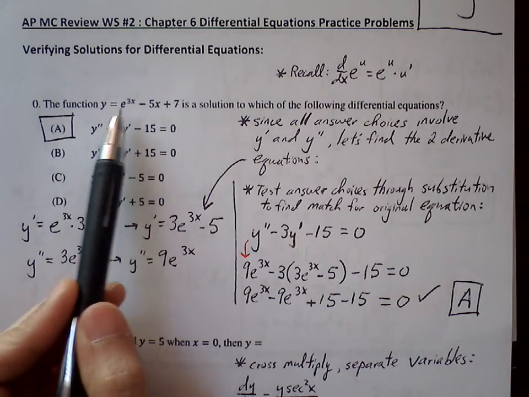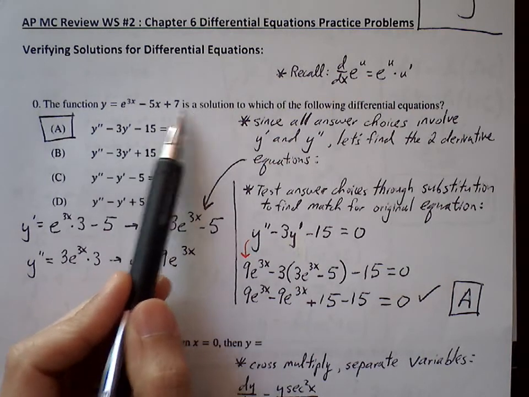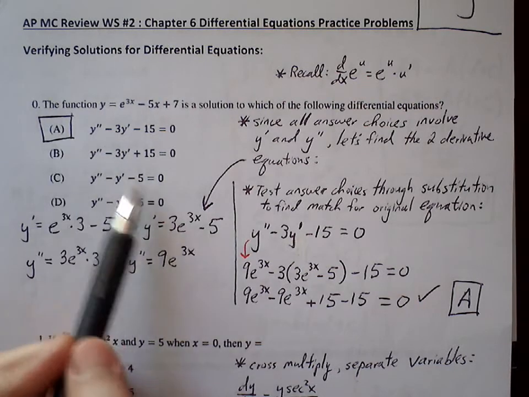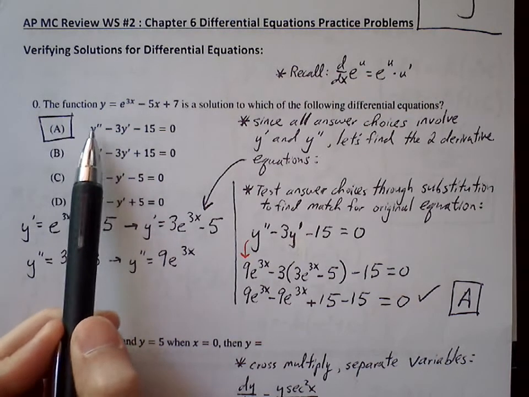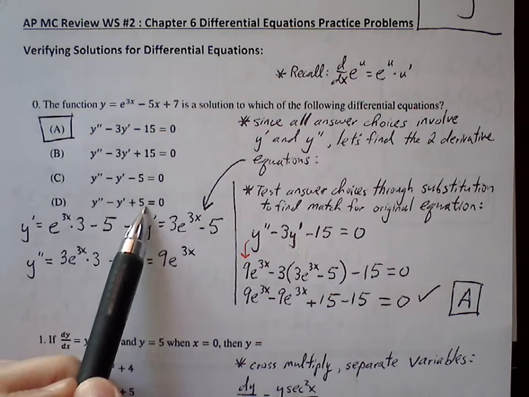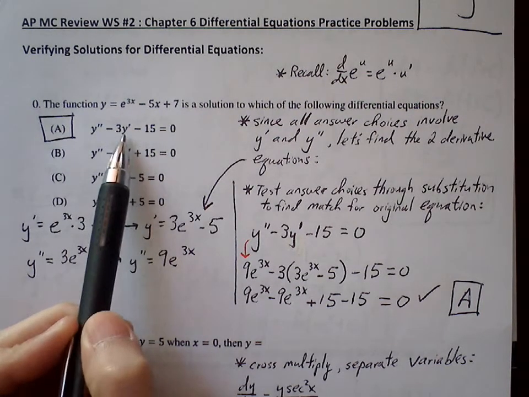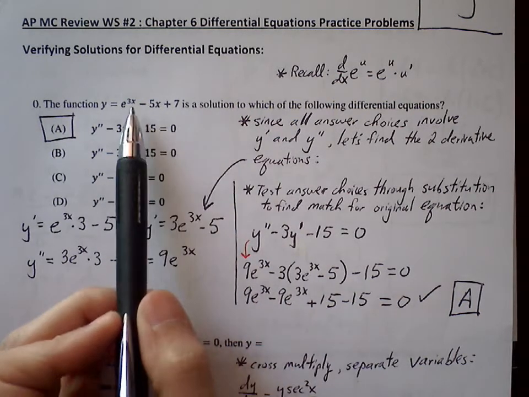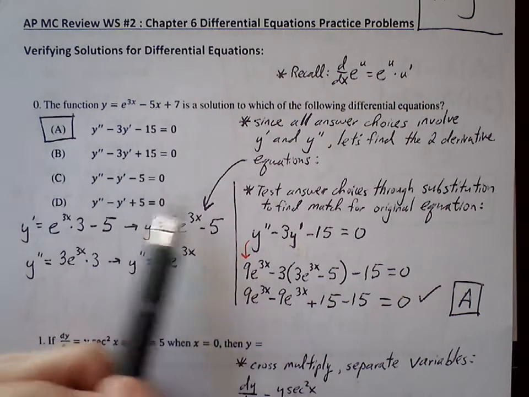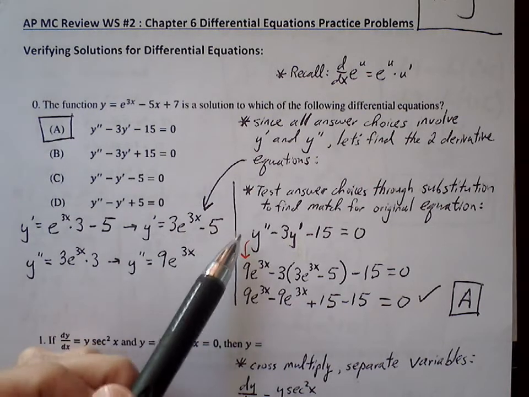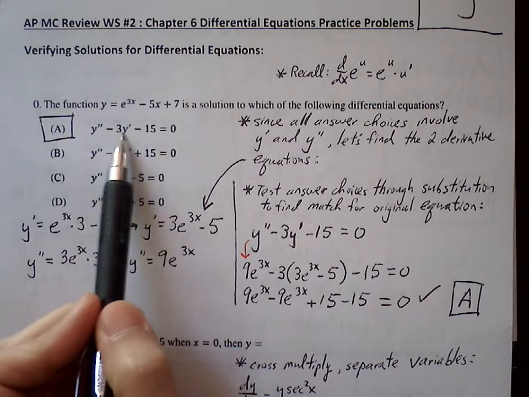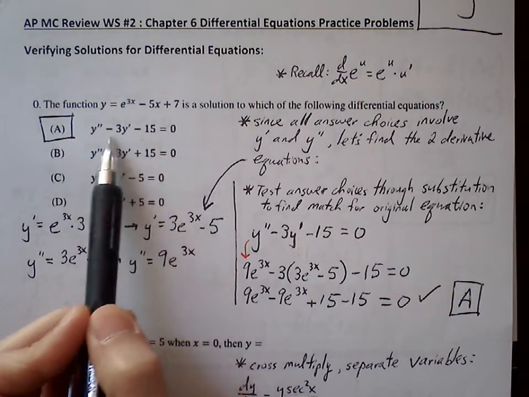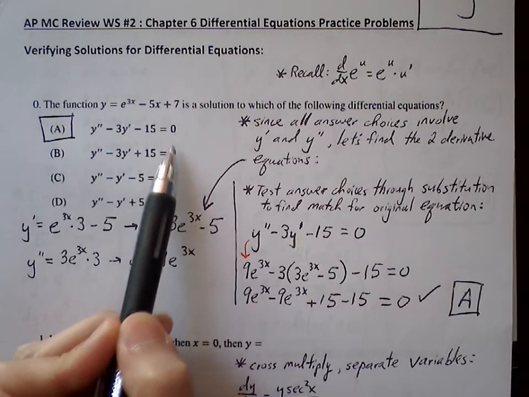So we have a function y equals e to the 3x minus 5x plus 7. It's a solution to which of the following differential equations? And we have a bunch of options, y double prime involving y prime. So I think the easiest way to piece together this puzzle, let's go ahead and find y prime and y double prime. And I think from there we can see how things fit together to allow for different variations of second derivative and derivative and terms that will total to be 0.